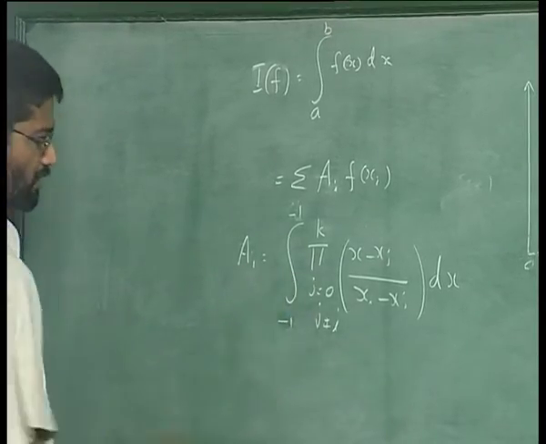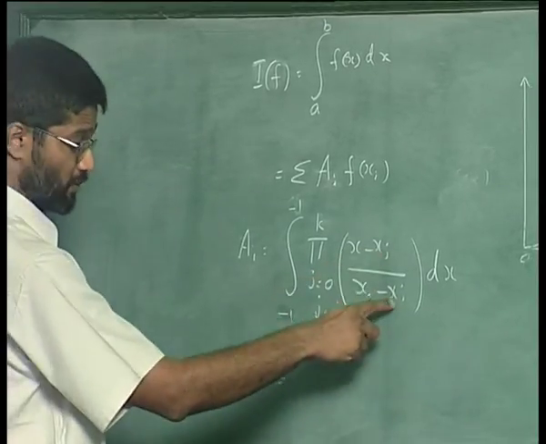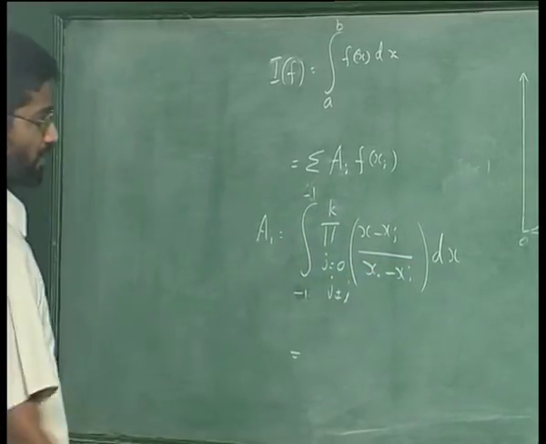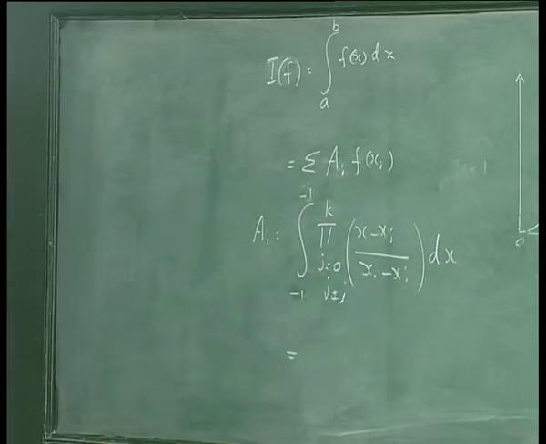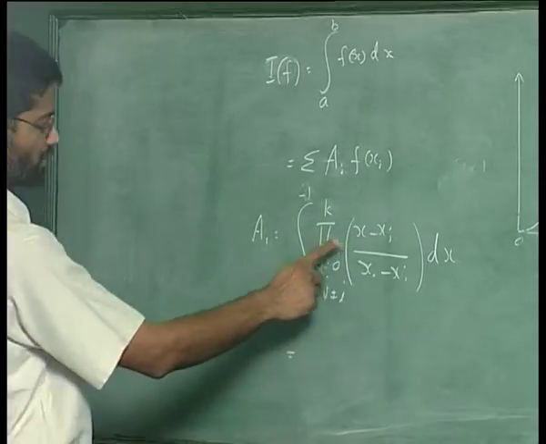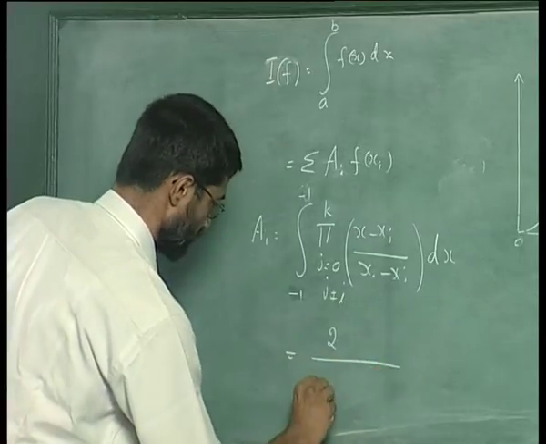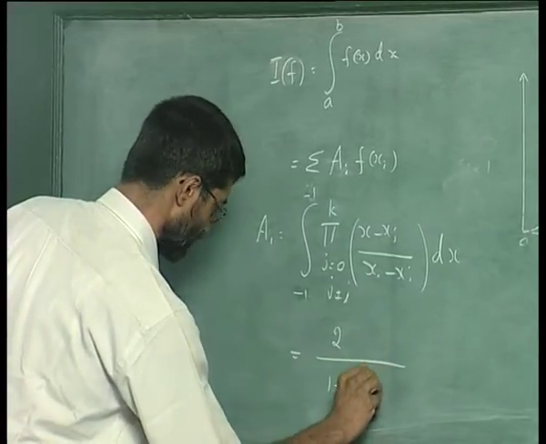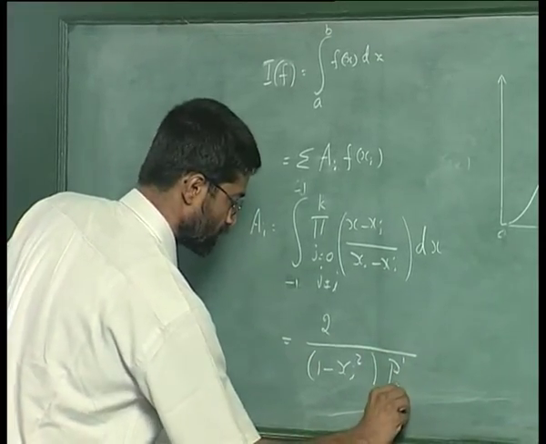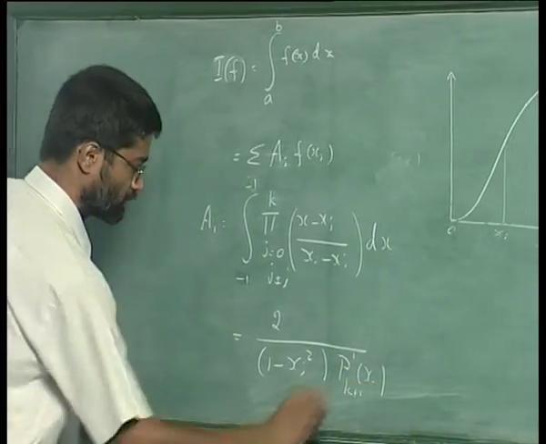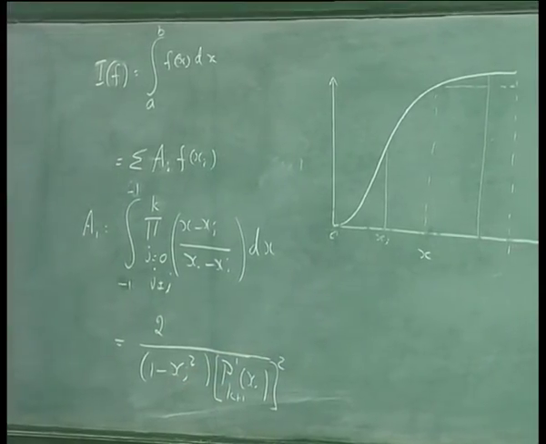Okay, and it turns out that this can be written in terms of the Legendre polynomials, whose zeros we have used here to tabulate the function value. This f of xi is tabulated at the zeros of this Legendre polynomial, and in terms of the Legendre polynomial we can write this weight, and that turns out to be 2 divided by (1 minus xi squared) times (P prime k plus 1 of xi) whole squared. Okay, so that's the derivative of the (k plus 1)th order Legendre polynomial.